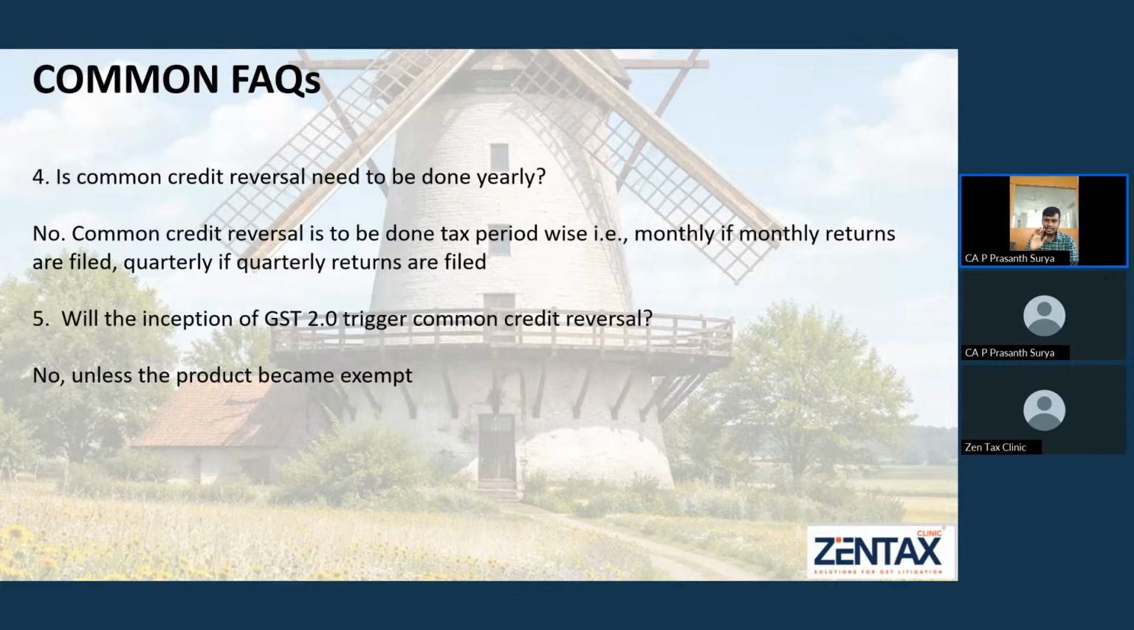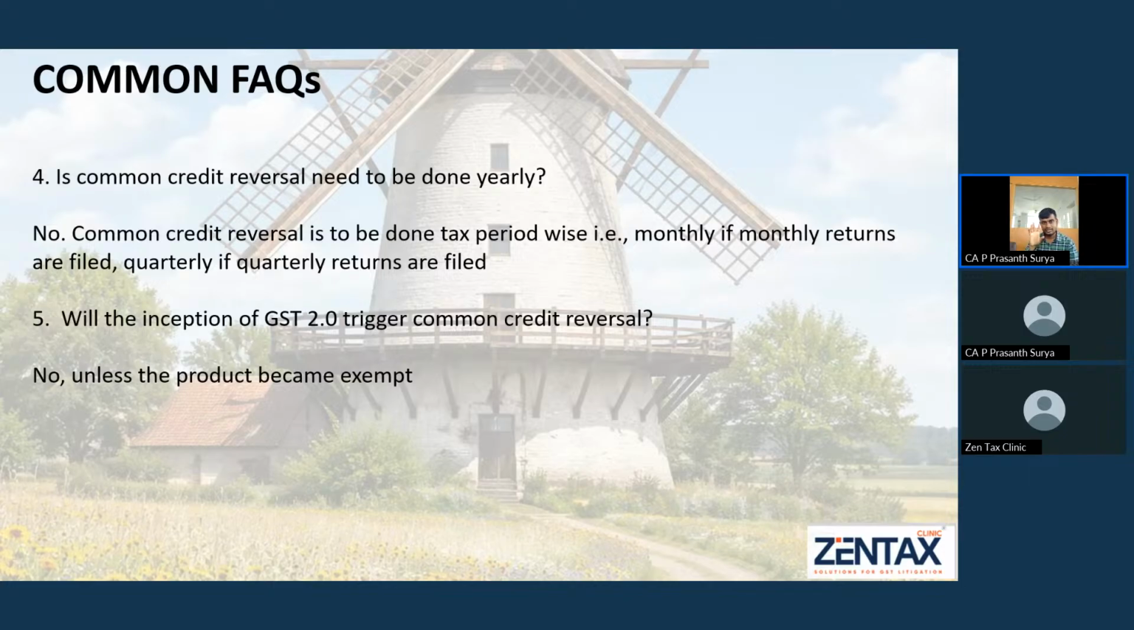The next question is, does common credit reversal need to be done yearly? No, common credit reversal needs to be done every tax period. If you are filing monthly returns, you should make a common credit reversal monthly if there is an exempted supply. If you are filing quarterly returns, you should make a common credit reversal quarterly.